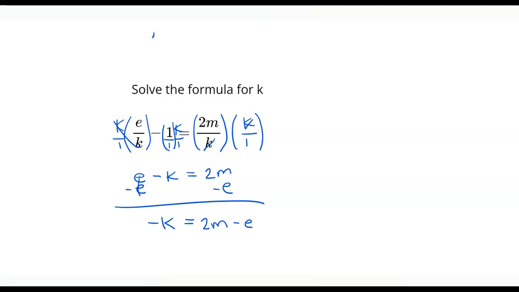Now I need to have positive k, so I'm going to just divide by negative 1 to each term. And I end up with k equals negative 2m plus e. And that would be our final answer on that one.